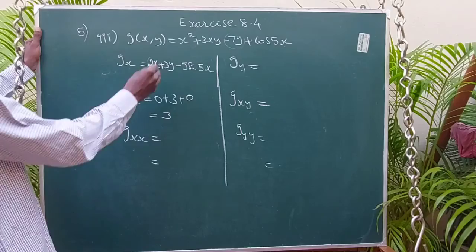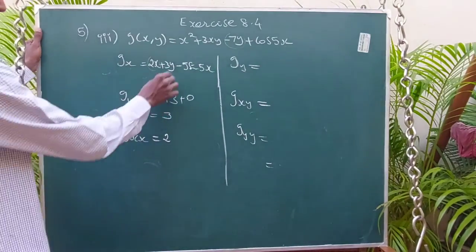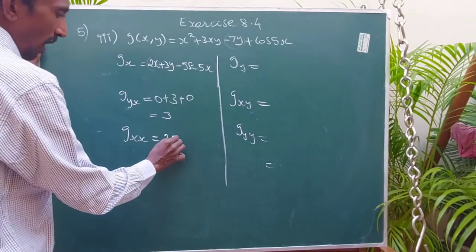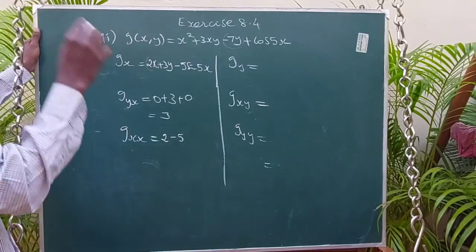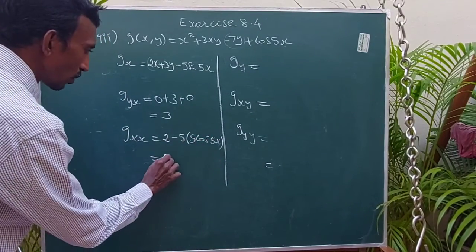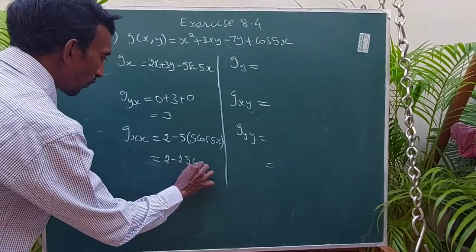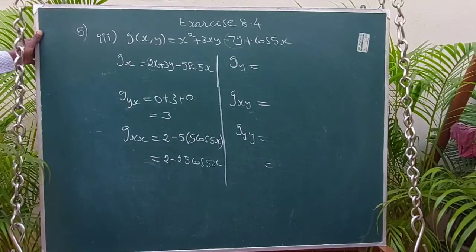g of xx means again with respect to x. So differentiation of x is 1 and the whole thing is 0. So minus 5 into differentiation of sin ax, a into cos ax. So minus 25 cos 5x, that is g of xx.